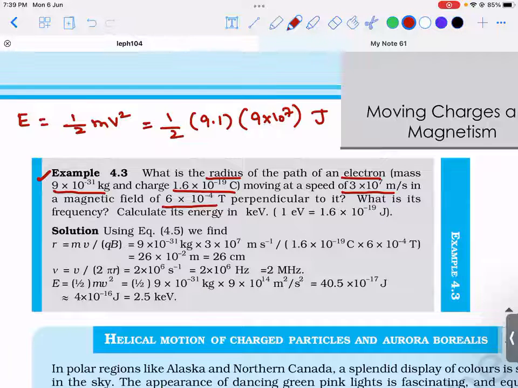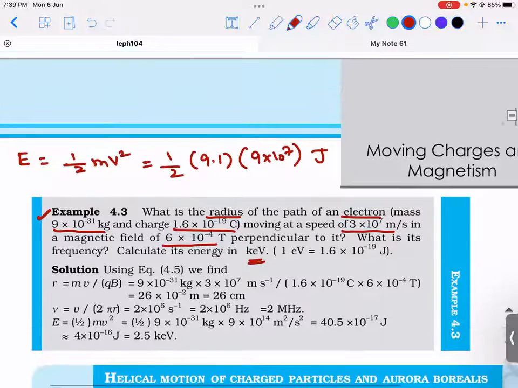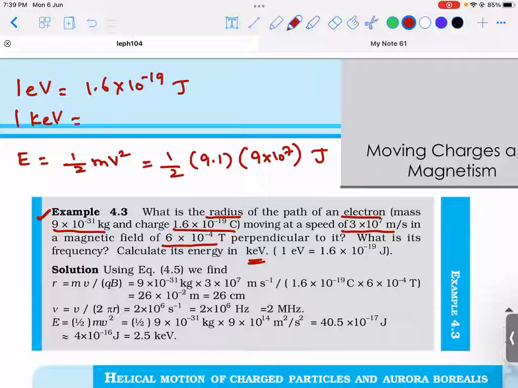Okay. And they're asking the answer in terms of kilo electron volt. Remember, 1 electron volt is 1.6 into 10 power minus 19 joule. They have given it. So what will 1 kilo electron volt be? 1.6 into 10 power minus 13 joule.